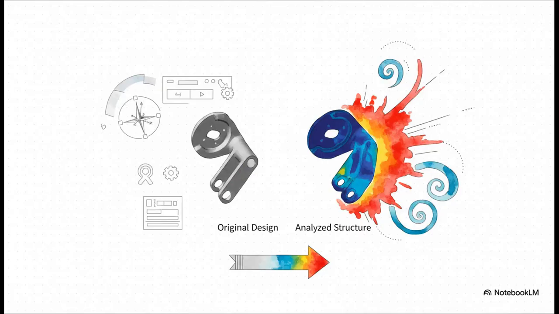And this visual just illustrates the result perfectly. On the left, you've got the original design. On the right, the analyzed and optimized structure. Now, those colors aren't just for show. They represent stress. Red is basically the computer screaming, high stress here, this needs to be stronger, while the blue shows areas where there's very little stress, places where engineers can safely remove material to save weight, which is absolutely critical in aerospace and automotive design.